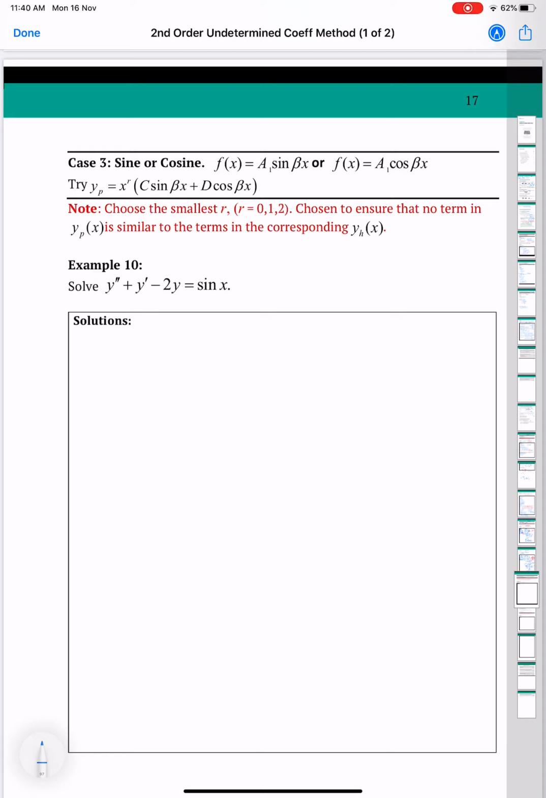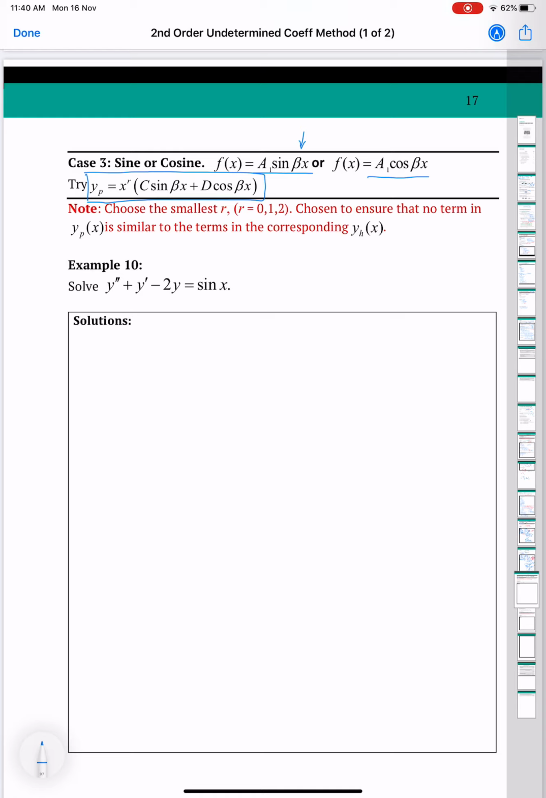Alright, so we have seen case 1 and case 2, where case 1 is when your f(x) is in polynomial form, and case 2 where your f(x) is in exponential form. Case 3 is when your f(x) is either sine or cosine. So if your f(x) is in terms of a1 sine beta x or a1 cos beta x, then your yp is equal to x to the power of r, c sine beta x plus d cos beta x.